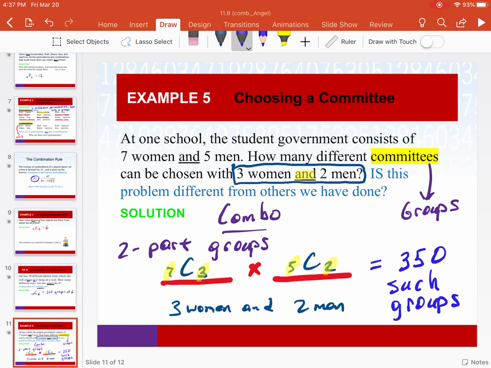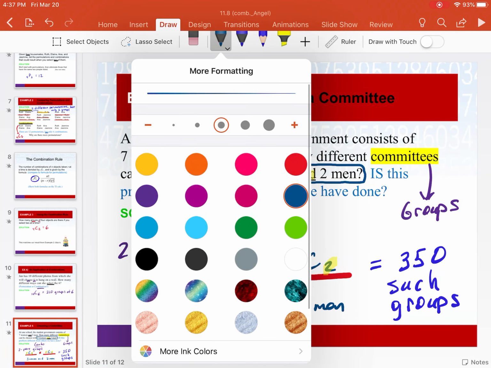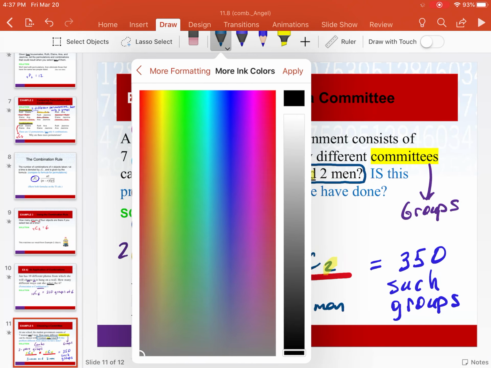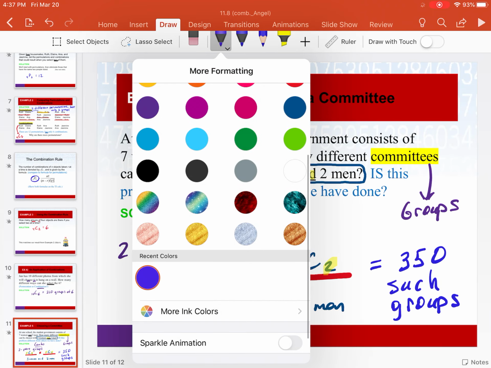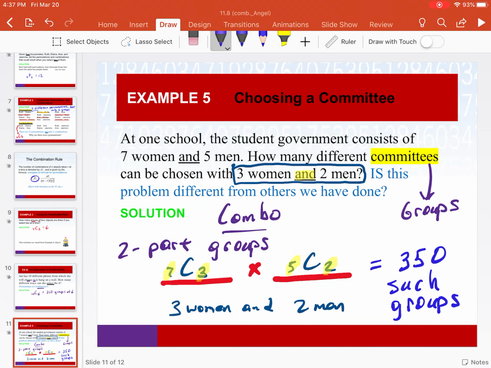You like the stardust? I think that's cool. Anyways, I lost my blue. I like that blue. I want to bring my blue back here. Right around there. All right, there it is.